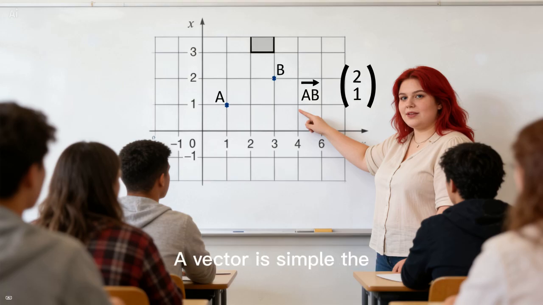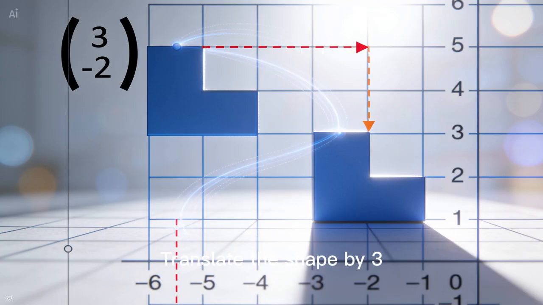A vector is simple, the movement from one point to another. Vectors may simply be indicated with the two points and an arrow above. Like AB, translate the shape by 3 for x and -2 for y. Move right 3, down 2. Note, you can map all of the points from the original position to the new position using the same vector.